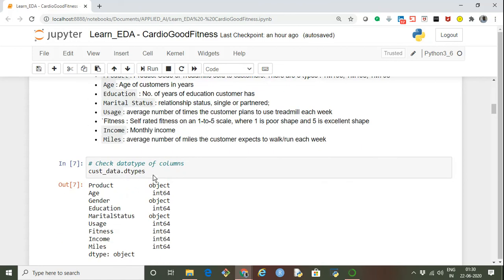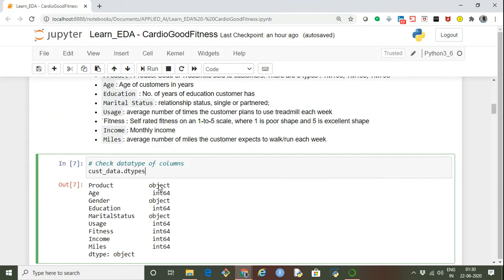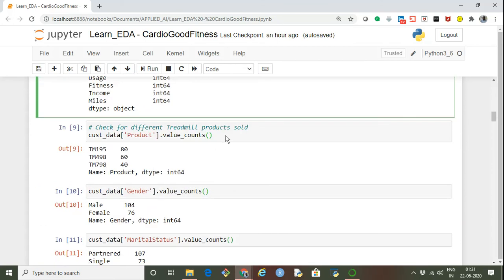First we'll check the data type of all the columns. Product is character type, so it's object, and age is a number, gender is object, marital status is object, and the rest are all integers. That is fine. Now let's quickly check the value count of the treadmill products sold. TM195 was sold the most, to 80 customers in this data set. 60 customers bought the 498 treadmill, and 40 customers bought the 798.